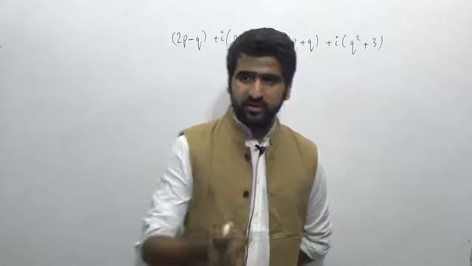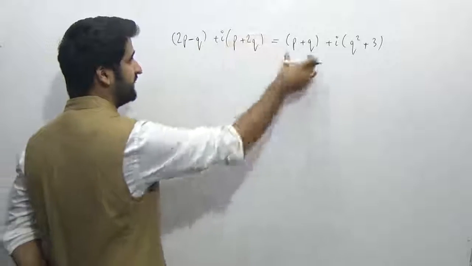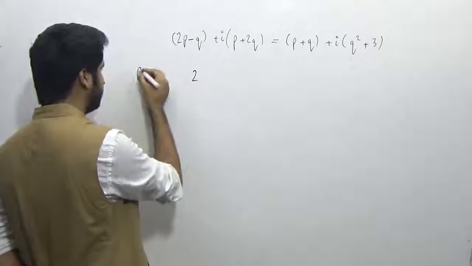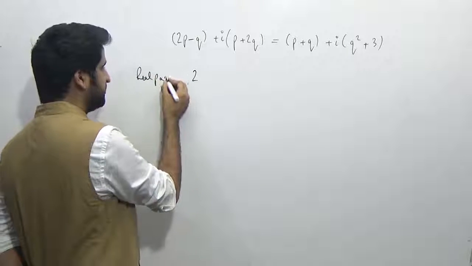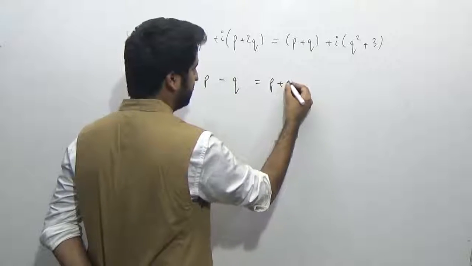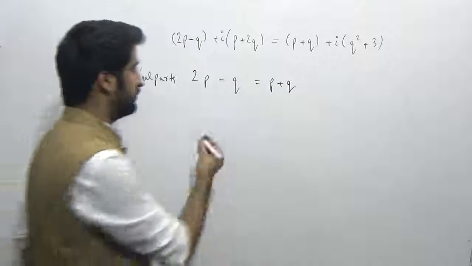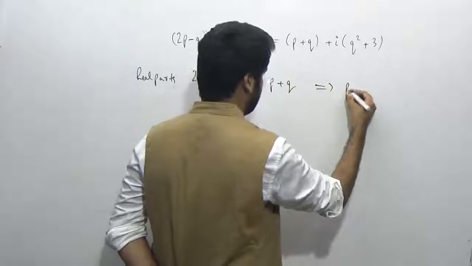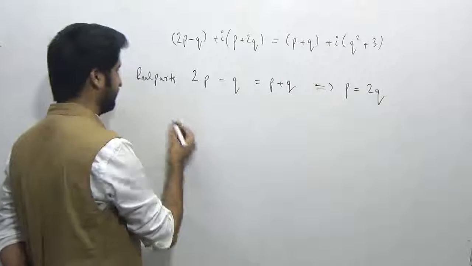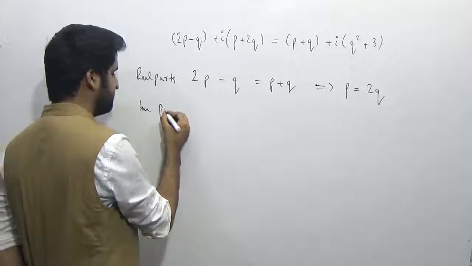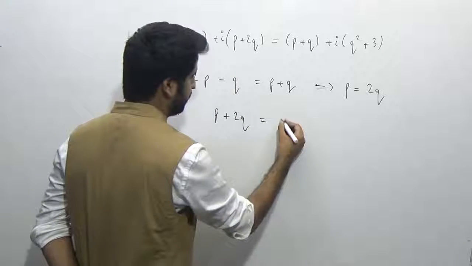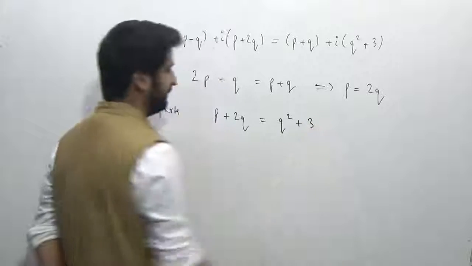So the condition for that is that the real parts and the imaginary parts have to be separately equal. We can say that the real parts, which are nothing but 2p minus q and p plus q, have to be equal. So the condition we get from here is p is equal to twice of q. And the imaginary parts will be equal as well. In case of imaginary parts, we have p plus 2q is equal to q square plus 3.